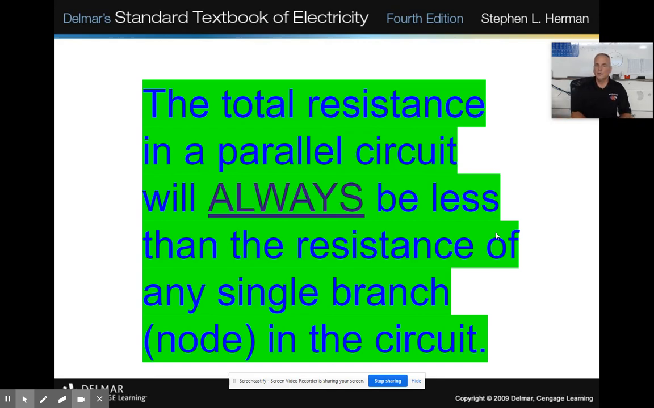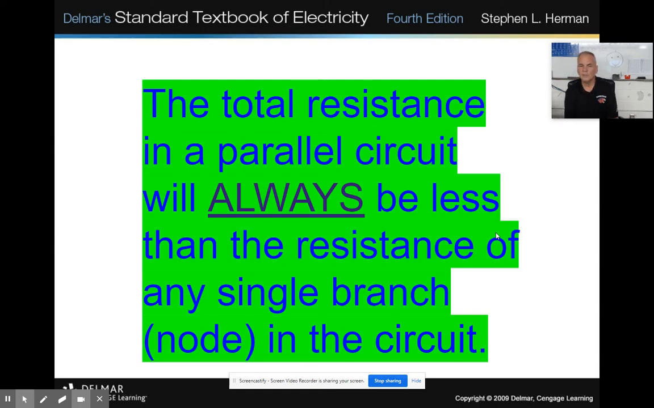Okay, make sure you have this in your notes. We talked a little bit about why. The total resistance in a parallel circuit will always be less than the resistance of any single branch or node in a circuit. Okay, so make sure that you know that. So if you are being asked the total resistance in a parallel circuit and you come up with an answer that is not smaller than the smallest resistance, then you've done something wrong.